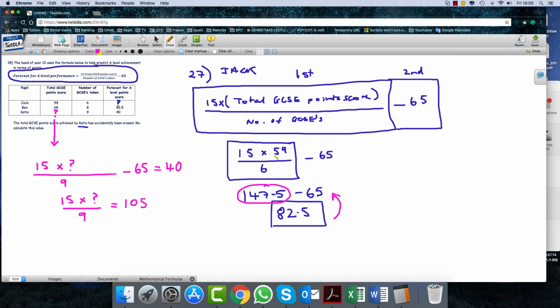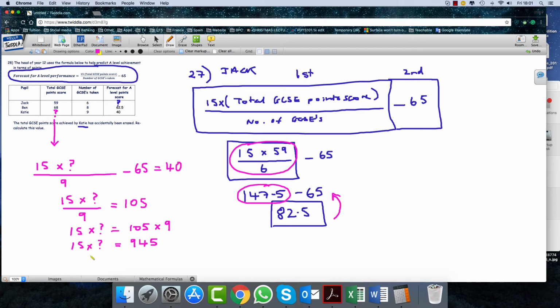Then in our fraction here, the last thing that we did in that fraction was to divide by 6. So the opposite of divide by a number is to times by a number. So we're going to have to take that 105 and times it by 9, because the opposite of division is multiplication. So we get 15 times some number equals 945. Don't worry if this is a little bit confusing at the moment. I'm going to write it out in a slightly better way in a minute.